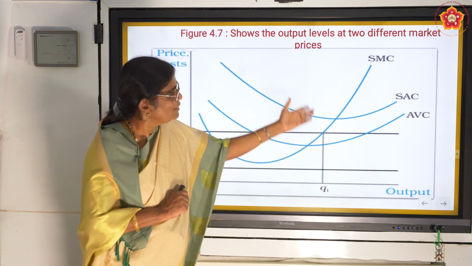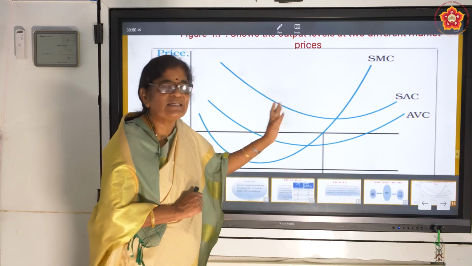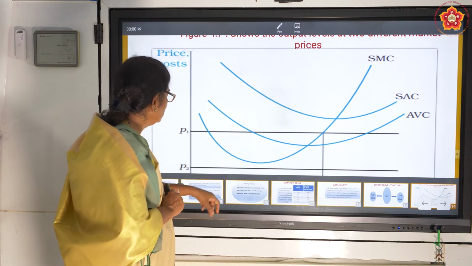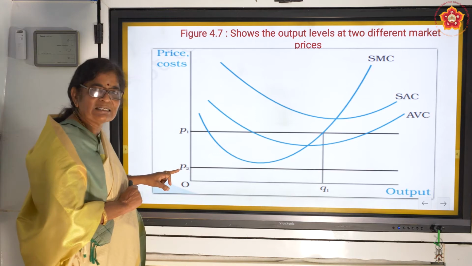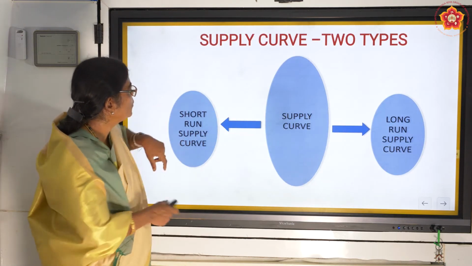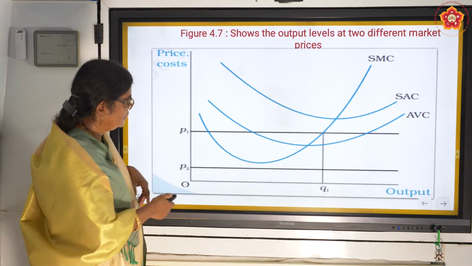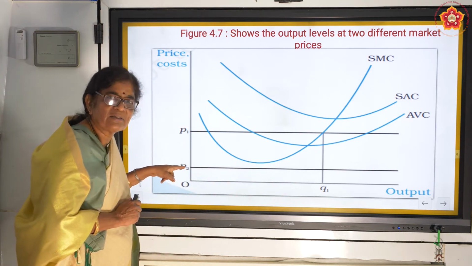Therefore, it is obvious this is a short run production function, and the costs are explained here, including the average variable cost. So what is going on here? This diagram explains, for different market prices, what level of output is produced. The level of output produced for the different market prices.